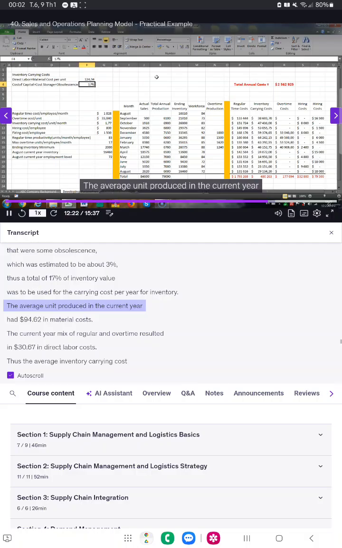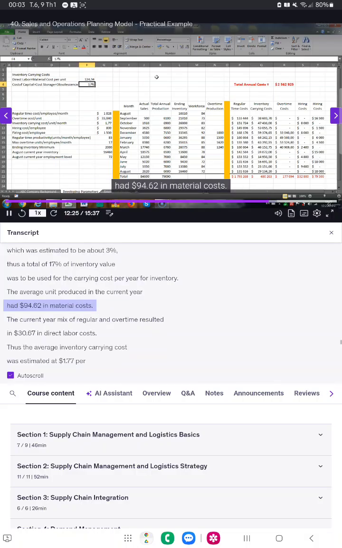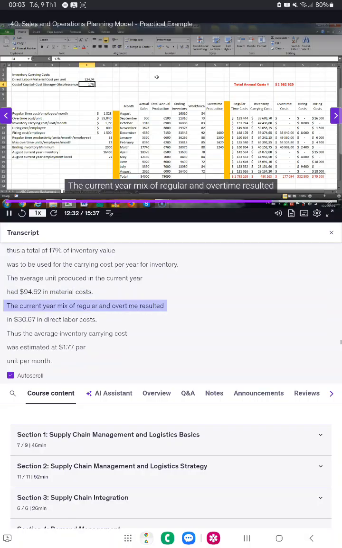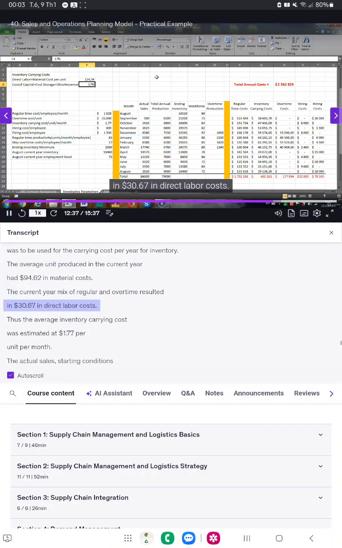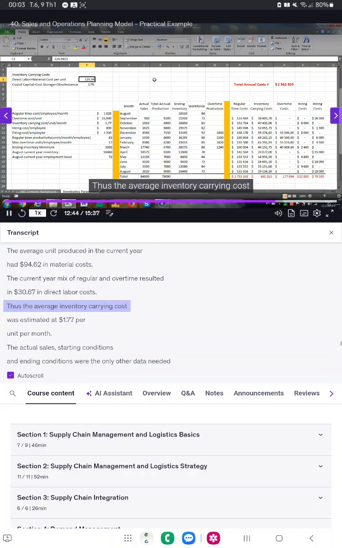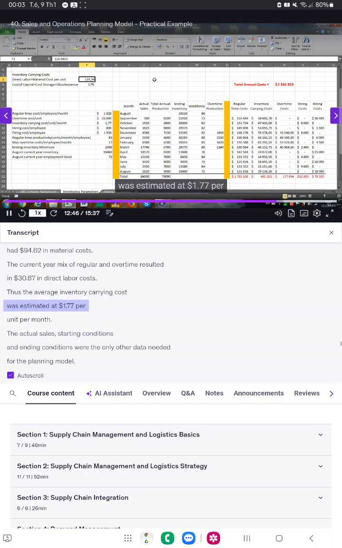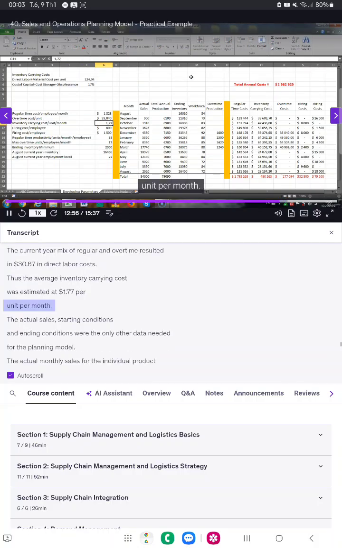The average unit produced in the current year had $94.62 in material costs. The current year mix of regular and overtime resulted in $30.67 in direct labor cost. Thus, the average inventory carrying cost was estimated at $1.77 per unit per month.